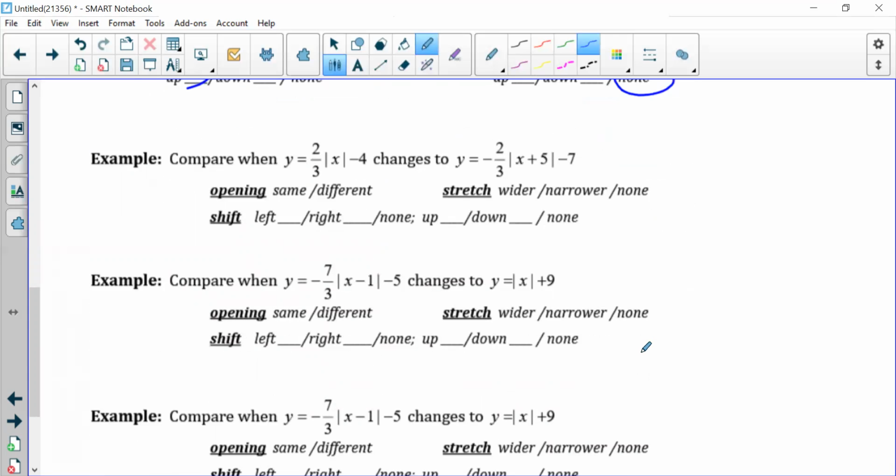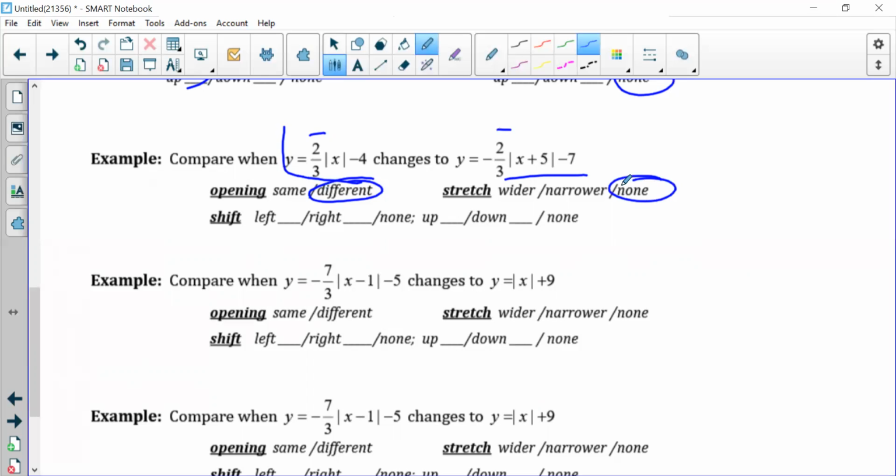All right, finally, the last thing they're going to ask you to do is compare two equations. So when I started out here, and then I moved to here. All right, so let's look. Our opening. This is asking if we're opening up or down, and did it stay the same or did it change? Well, my left one is positive, my right one is negative. So my opening is definitely different. My stretch. Is the second one wider, narrower, or the same as the first one? Well, the slope of my right-hand side is 2, 3 for each one of them. So my stretch is the same. I have no change in my stretch.